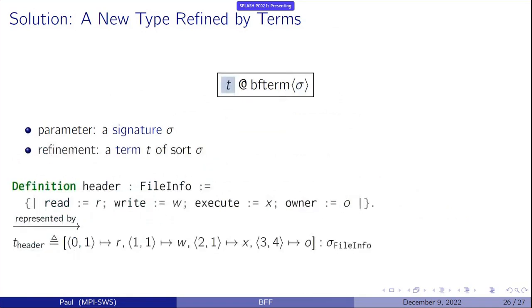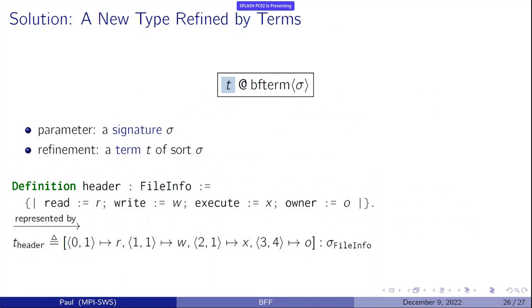And then the refinement of this BF term type is a term of sort sigma. And the simplest case for the term we define in our system is essentially a list of mappings from the bit ranges to their integer values. And you can see it's easy that we can translate a record into this kind of term by simply replacing their field names with the corresponding bit ranges.